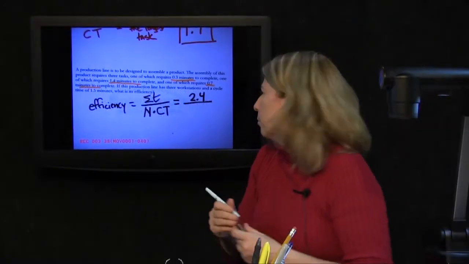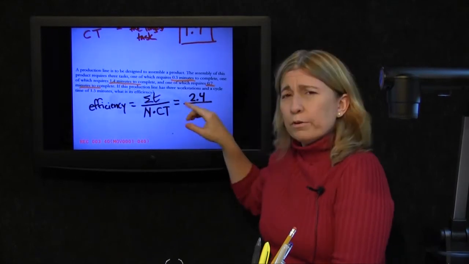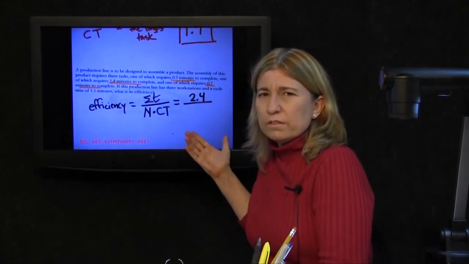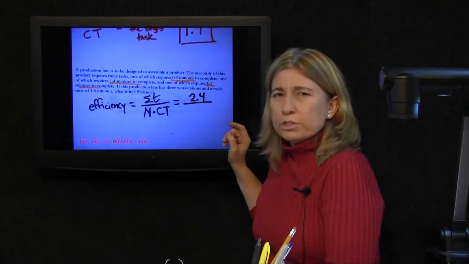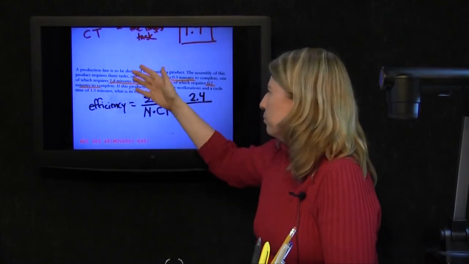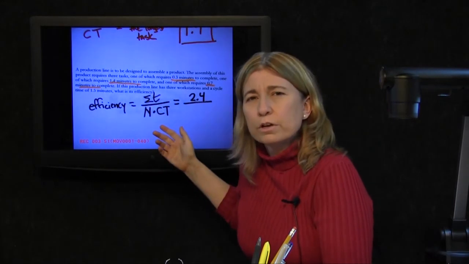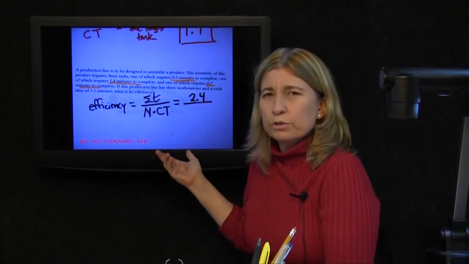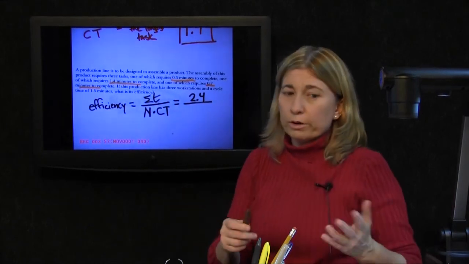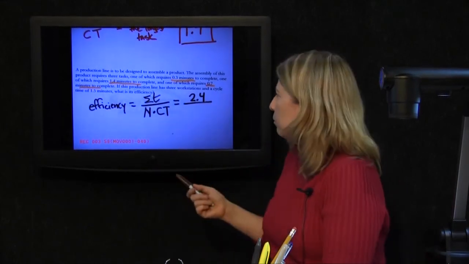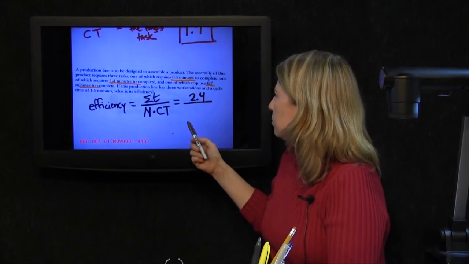And actually, before we go any further, that 2.4 minutes has an interesting meaning in and of itself. 2.4 minutes is however long it would take you to assemble one of this product all by yourself. If you're working all by yourself, you'd have to do all 3 tasks. It would take you 2.4 minutes to make one of whatever these things are. Now anyway, we're looking for the efficiency of the line that's dedicated to doing this.